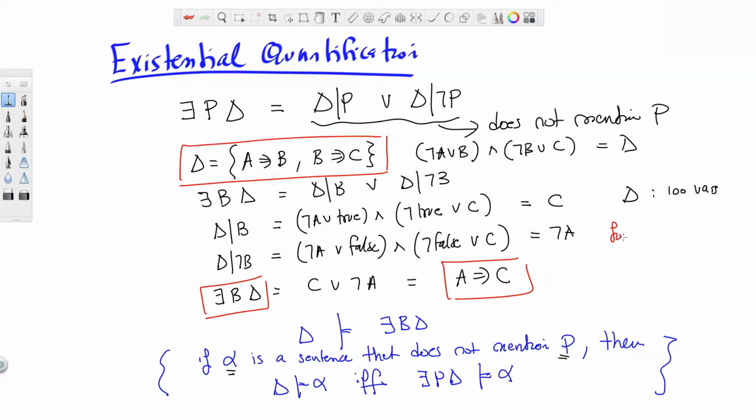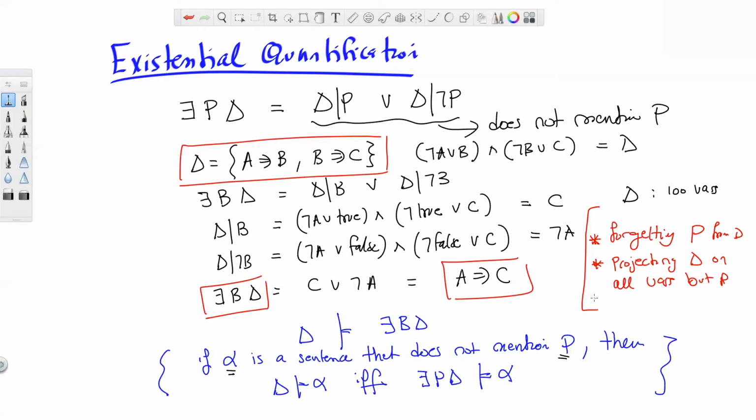There are more sophisticated uses of that, but because of this semantics or meaning, this is sometimes also known in AI as forgetting. So I would say that I'm forgetting P. And so instead of saying I'm existentially quantifying P, I'm forgetting P. And sometimes it's known as projecting delta on all variables but P. So forgetting P from delta, all right? So you have forgetting, projection, and existential quantification, and so on. Okay, this is existential quantification. We will find actually many uses for it later, and it's pretty fundamental.